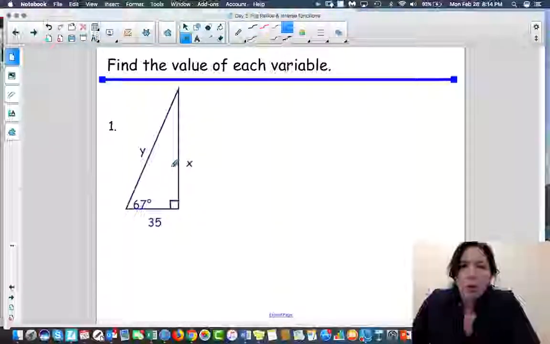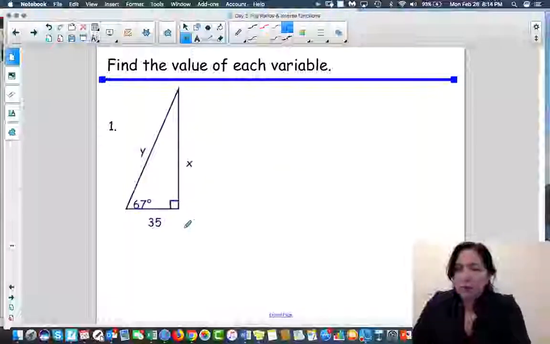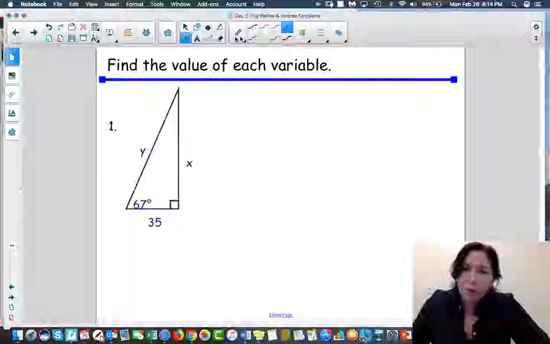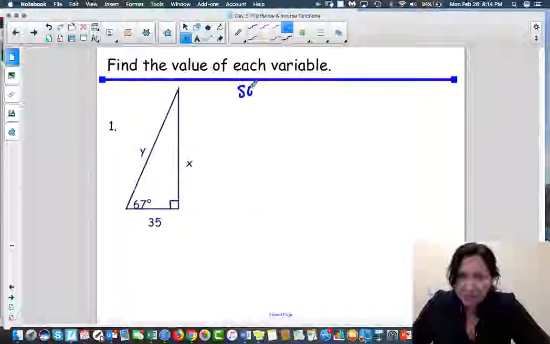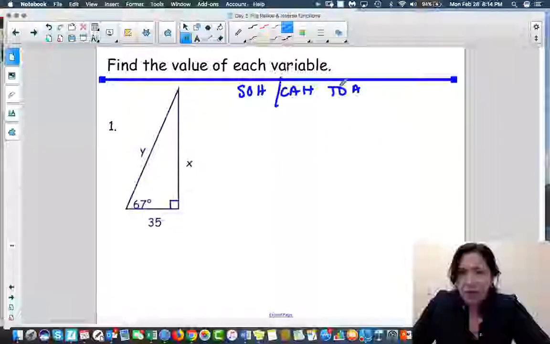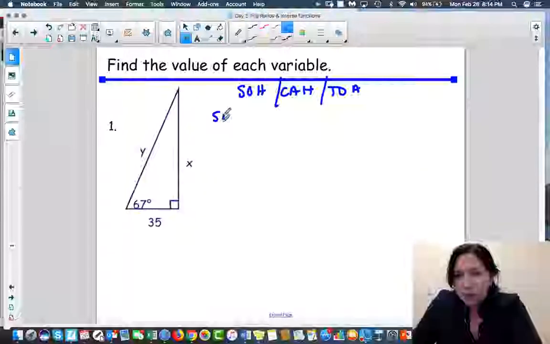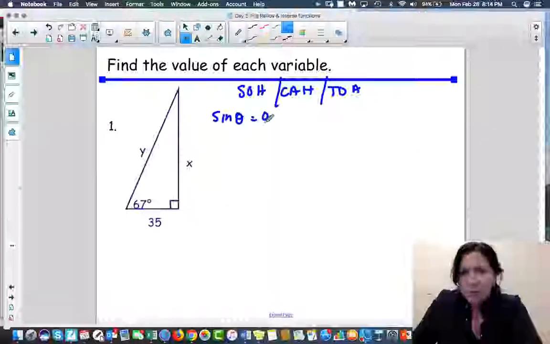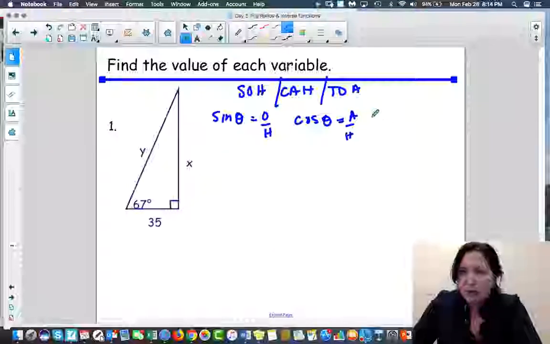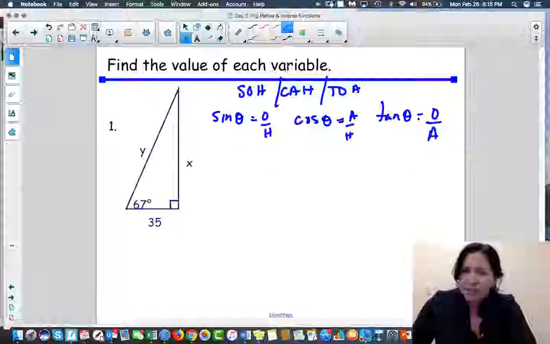So what we're going to do now is we're going to incorporate an angle. Now, I do want to stress this, that when you're finding sine, cosine, and tangent, I'm going to use SOH CAH TOA. Sine, cosine, tangent. Sine is opposite over hypotenuse. So if I were to write this out, sine of an angle is equal to opposite over hypotenuse. Cosine of an angle is equal to adjacent over hypotenuse. And tangent of an angle is equal to the opposite side over the adjacent side.